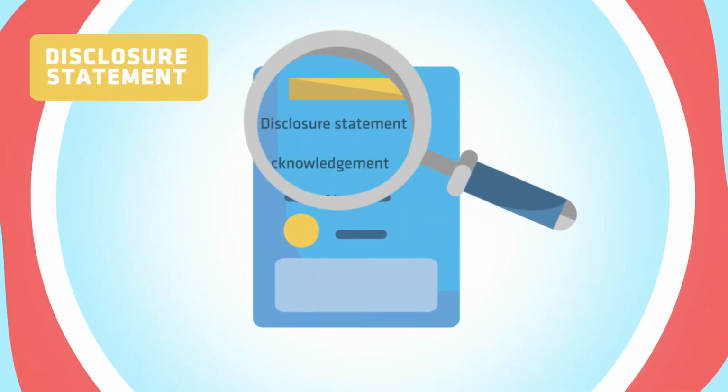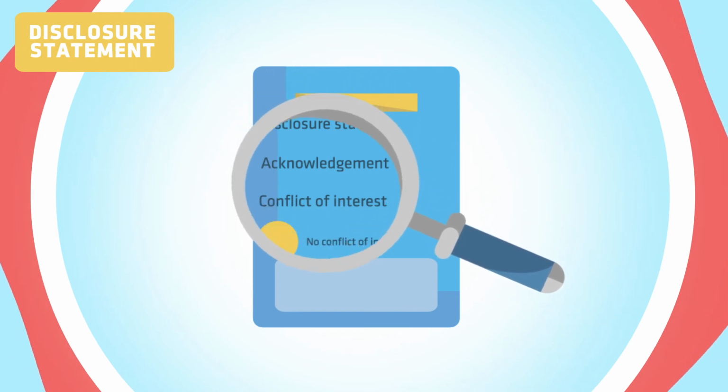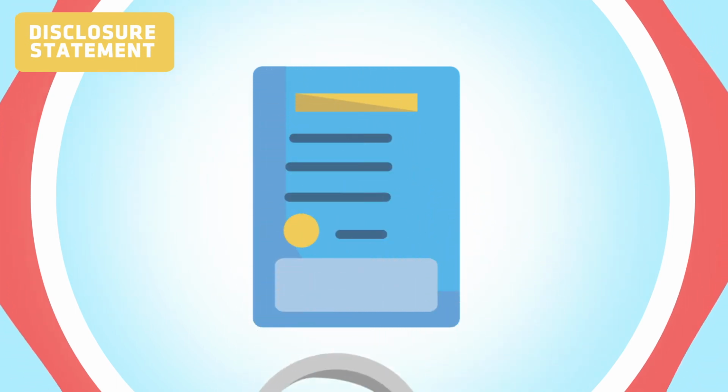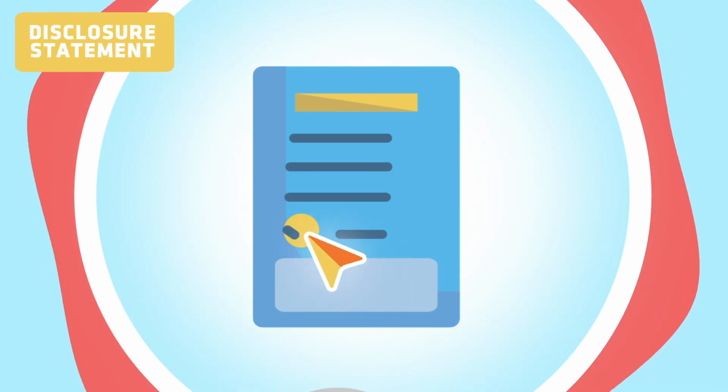If you have a disclosure statement, an acknowledgement, or a potential conflict of interest, you have to add this to your submission. Make sure to leave nothing out. If you don't have any, select No Conflict of Interest.